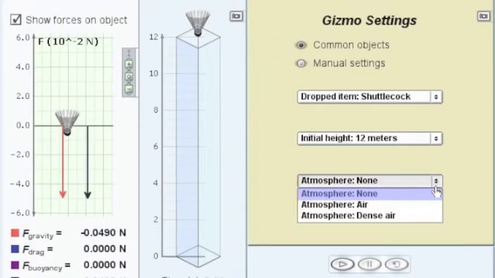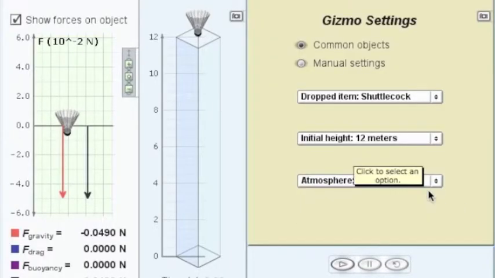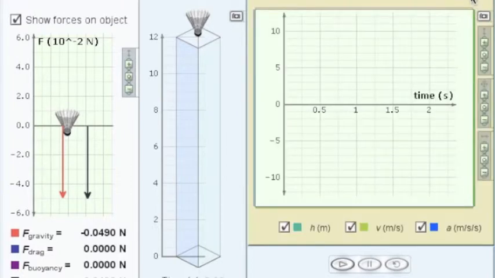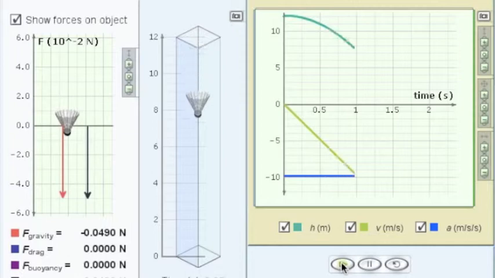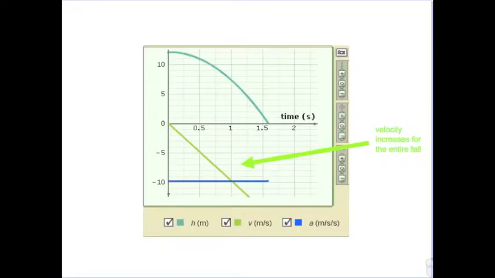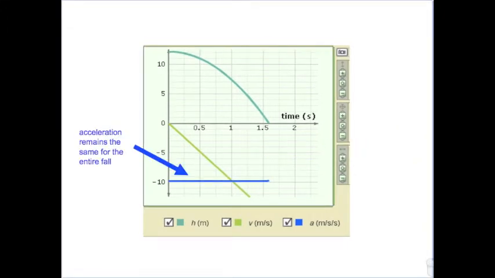Here we see a simulation of an object being dropped from 12 meters with no air to the ground. We can see from the graph that the velocity increases and the acceleration stays the same for the whole trip.